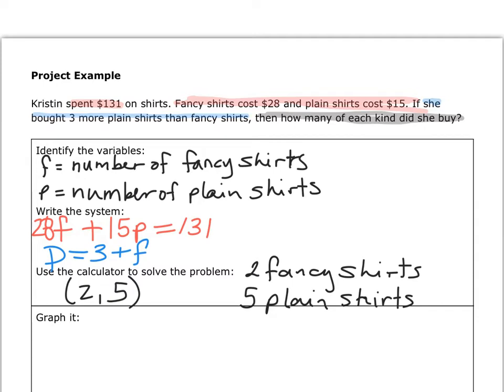And on your project, if you would, please be sure to use complete sentences anytime you're giving me an answer or explanation. Okay? I kind of minimized it here because we have a little bit of space. You'll have more space on your project. All right.